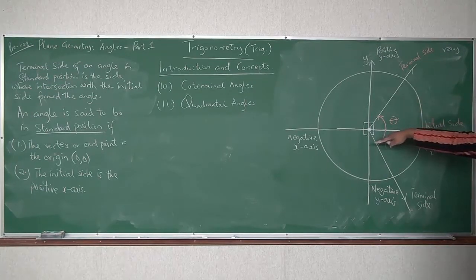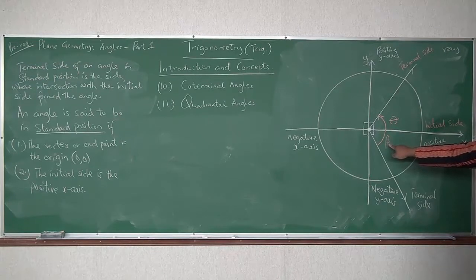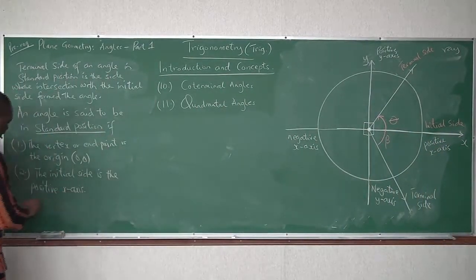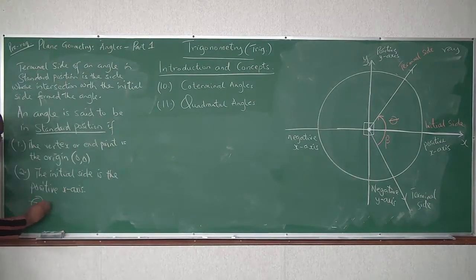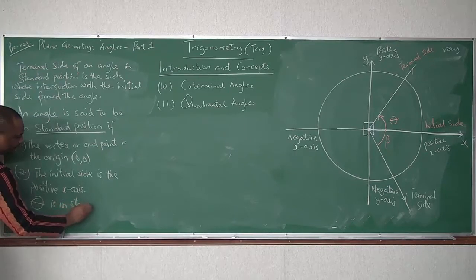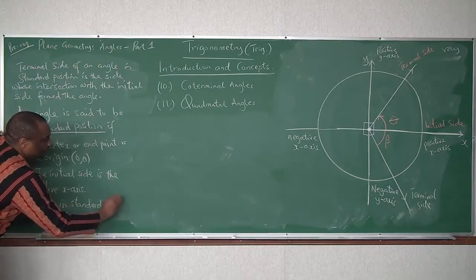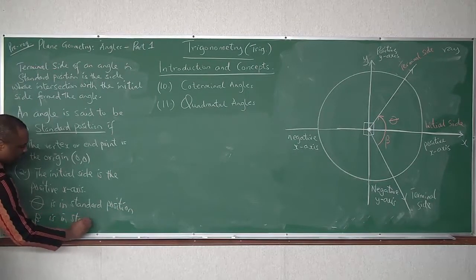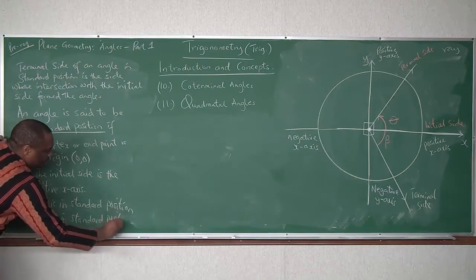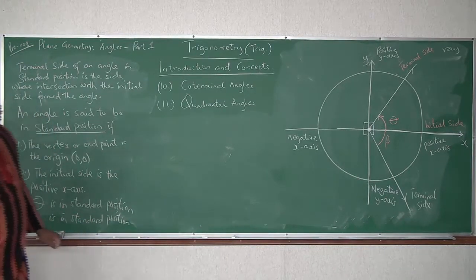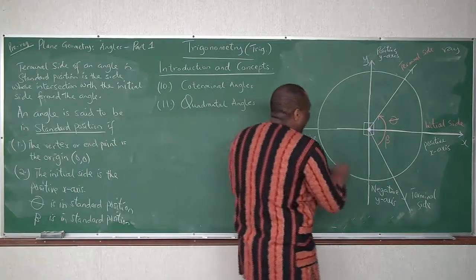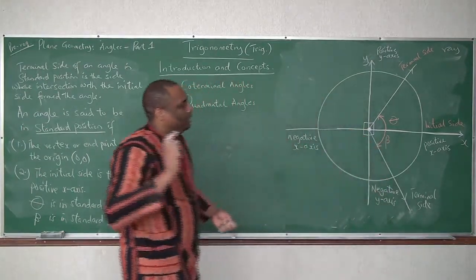In this case, you see that beta is also in standard position. Theta is in standard position. Beta is also in standard position. But we say that theta is positive while beta is negative. Why do we say that?